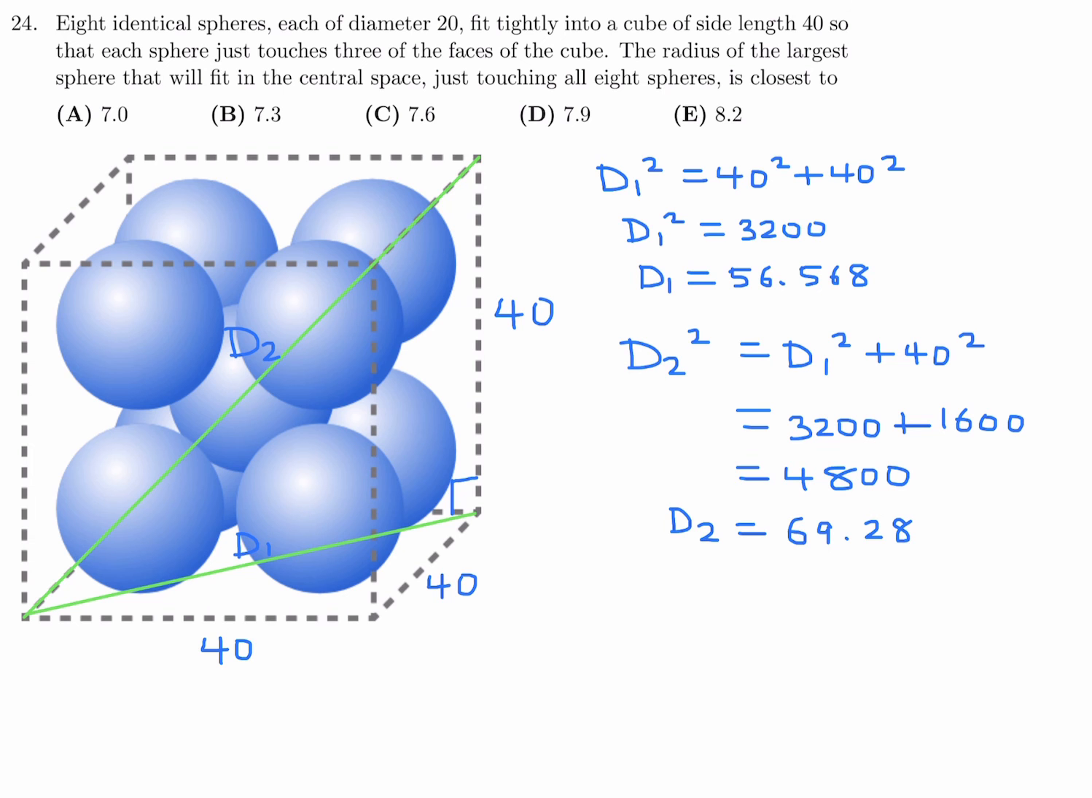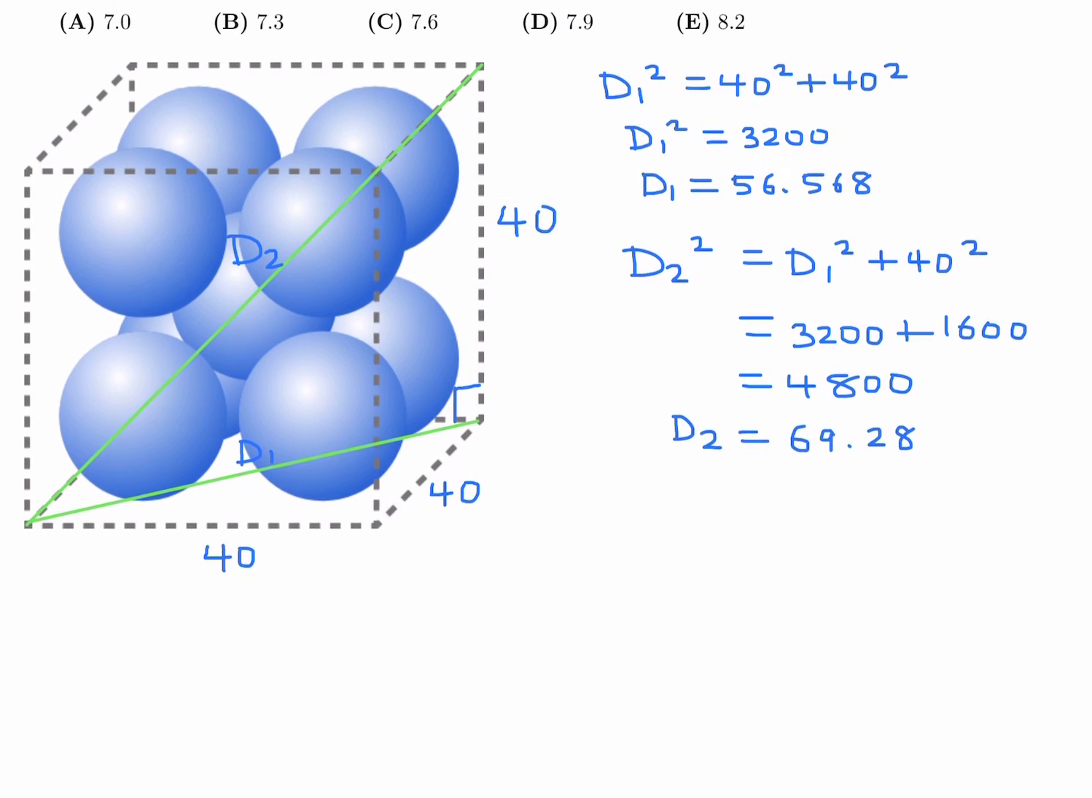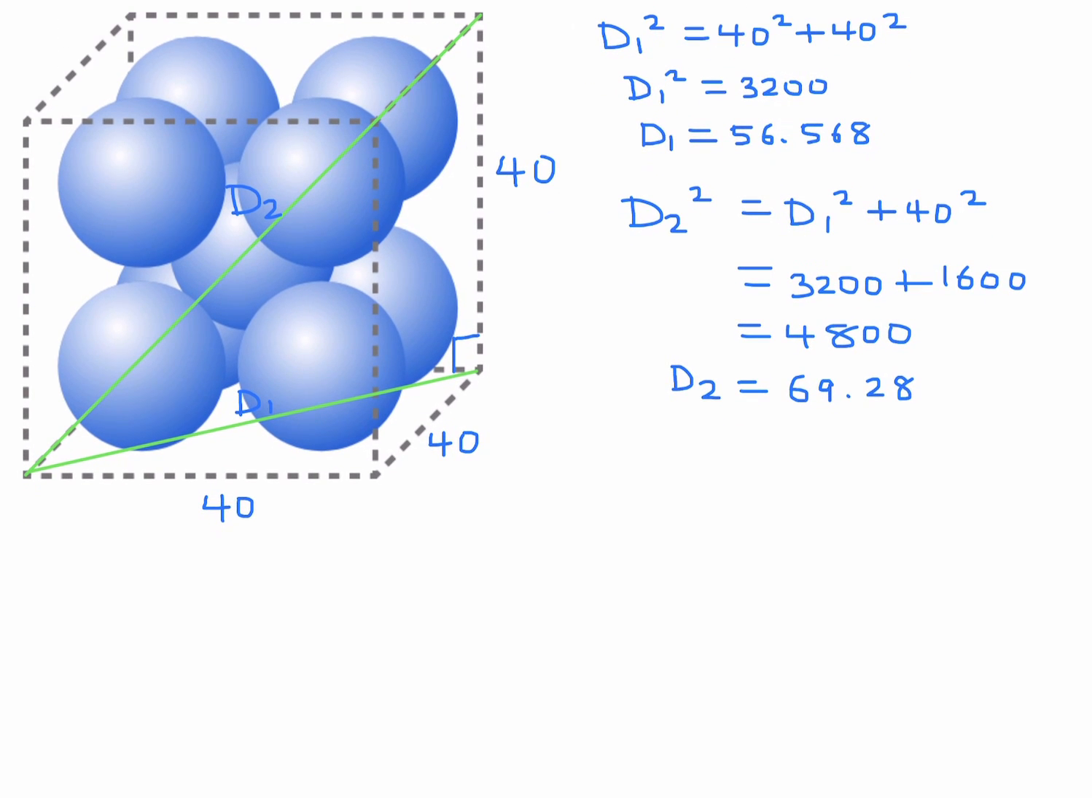Now I have to figure out what is the radius of that little guy, the middle sphere. So how do I do that? It's going to be a little bit messy for me to draw on here, so what I'm going to do is just draw the diagonal down here.